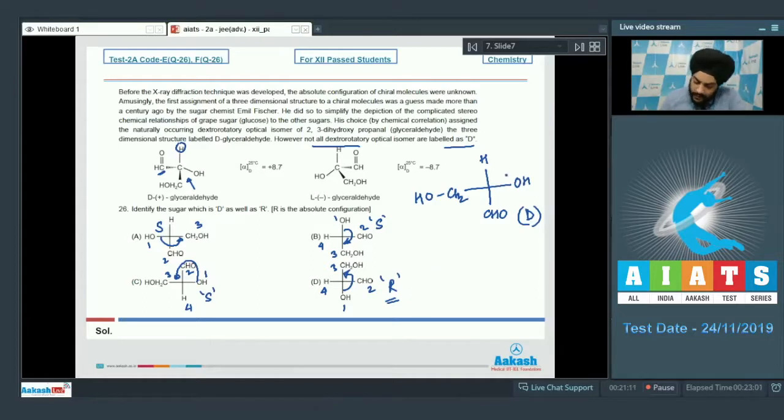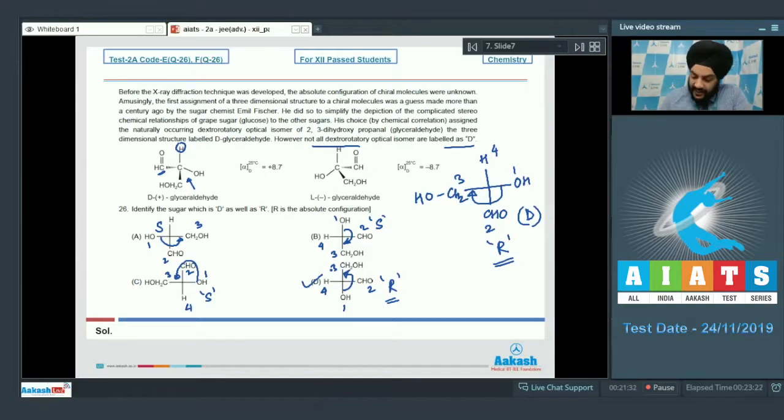We could also check for that in the base compound which is given to us. So H is 4, OH is 1, CHO is 2 and CH2OH is 3. So if we talk about the RS configuration at this chiral carbon, it is also going to be R. Okay, so students, for question number 26, we have to mark the correct answer as option D.